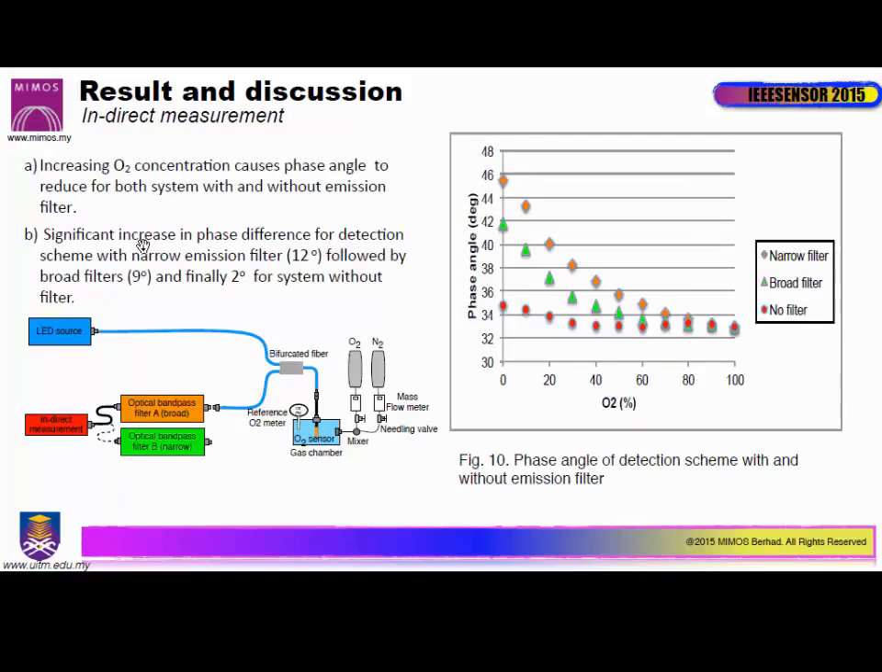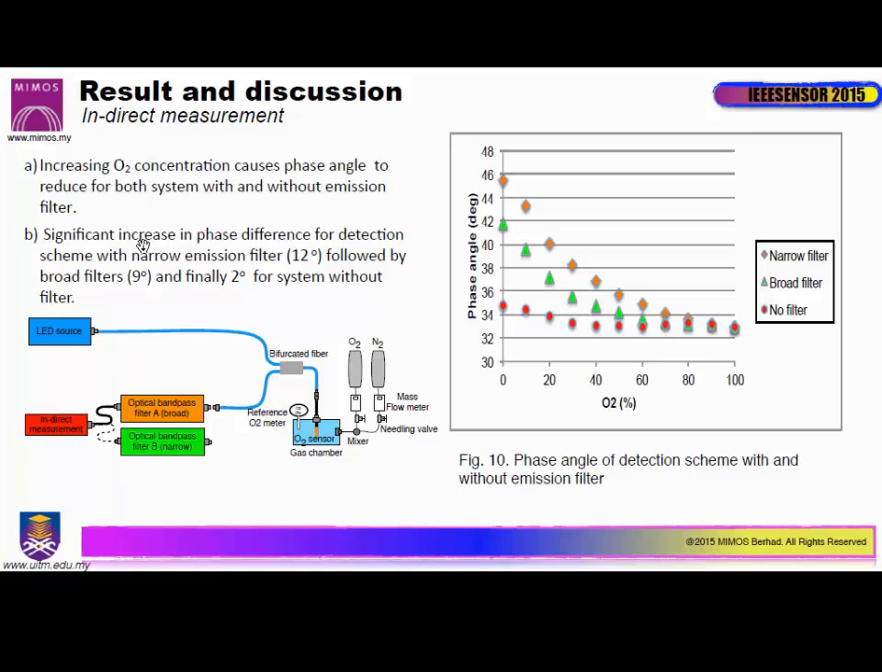So the next experiment is to use an indirect measurement technique, the phase fluorometry technique. Again, the same thing happened here. Initially we started off using a broadband emission filter, then followed by a narrow band. So this is the result of the test. Without any filter at all, you can see that as we increase the oxygen concentration, the phase changes will reduce, and the narrower the bandpass filter, you can see that the changes are greater.